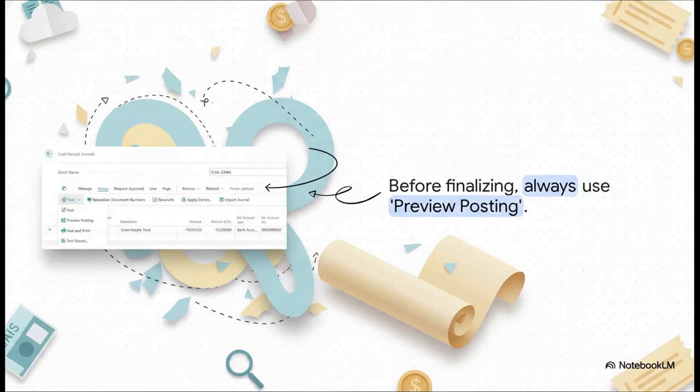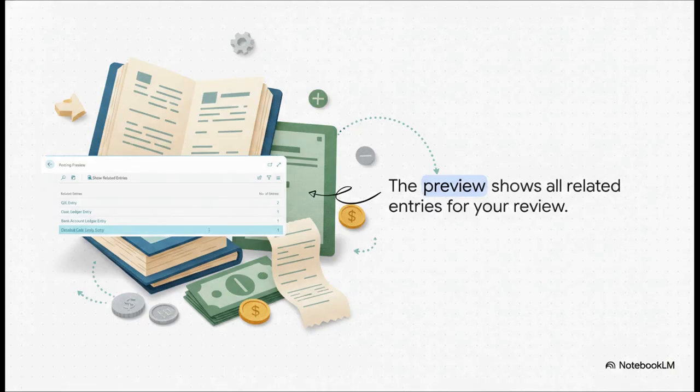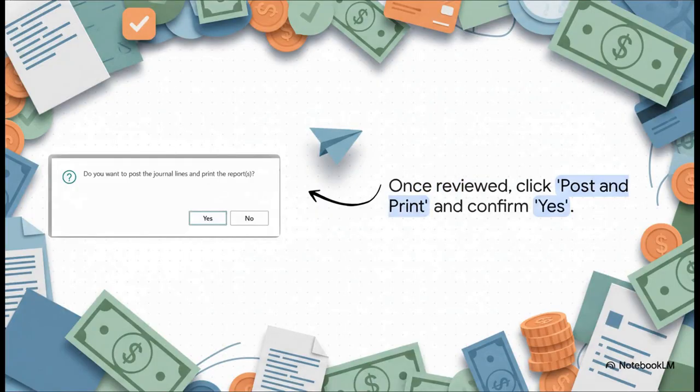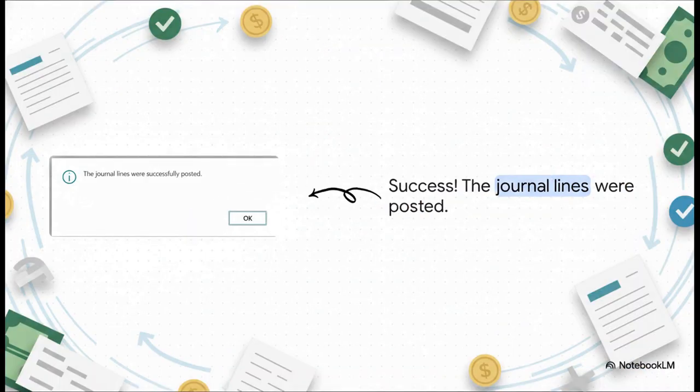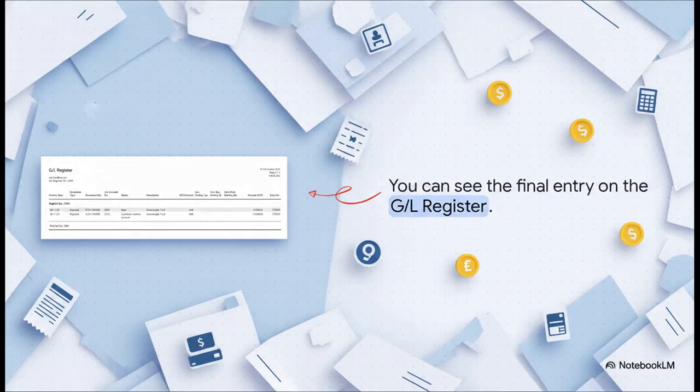Before you finalize anything, you've got to use preview posting. Seriously, it's a lifesaver. This screen shows you exactly how the transaction is going to affect all your ledgers. If everything looks correct, go ahead, click Post, and just confirm it. And there you go. You'll get this confirmation message once the transaction is successfully posted. You can see the final entry right here on the General Ledger Register.